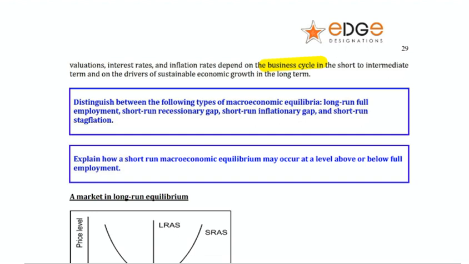Top of page 29, two learning outcome statements. Distinguish between the following types of macroeconomic equilibria: long run full employment, short run recessionary gap, short run inflationary gap, and stagflation in the short term. And explain how short run macro equilibrium may occur at a level above or below full employment.